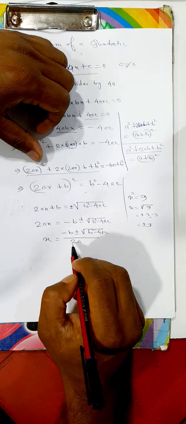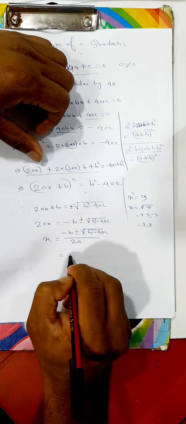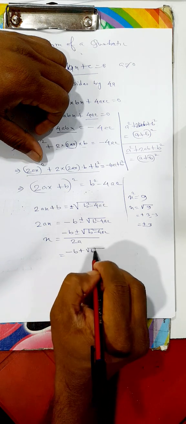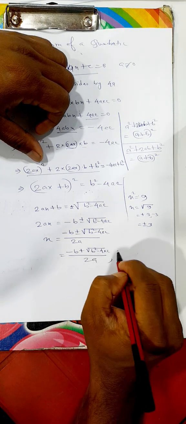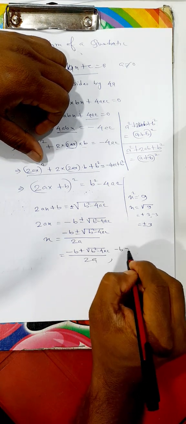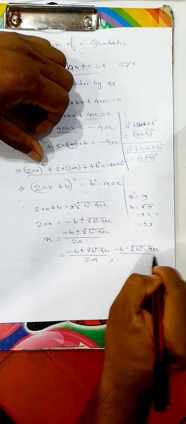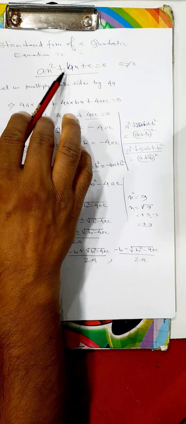This is the solution for x. So we got two roots of this equation. One is minus b plus square root of b square minus 4ac divided by twice a, and another root is minus b minus square root of b square minus 4ac divided by twice a. So these are the roots of this quadratic equation of the standard form.